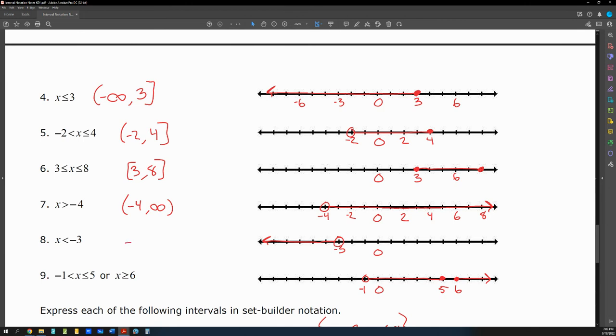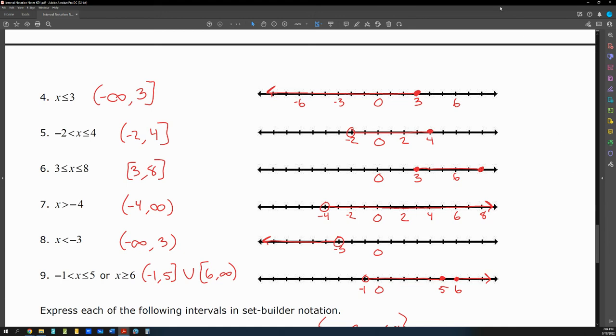X less than negative 3, we have negative infinity to 3, not including. And then we have a compound inequality, so from negative 1 to 5, we don't want to include negative 1, but we do want to include 5. And then we've got this union of from 6 to infinity, and we do want to include 6. Take a look at the graphs as well to check your work.